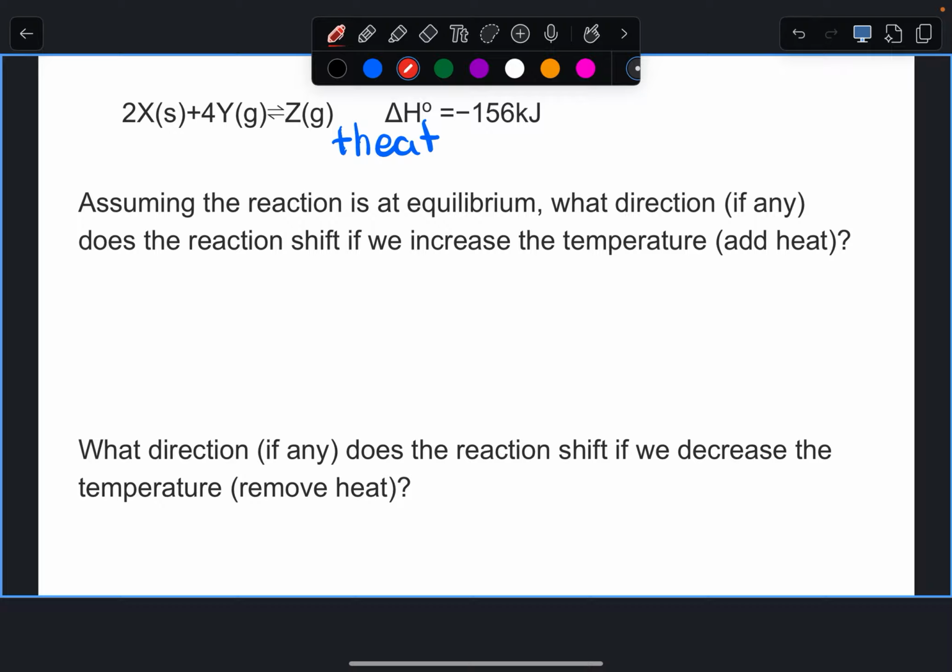Okay, so in the first one, you're increasing the temperature, you're increasing the thing on the product side, you gotta shift away from it to get rid of some of that. So that goes to reactants. And then the opposite, if you remove the heat, you remove some heat, it's gotta make more of it. It shifts towards the products.